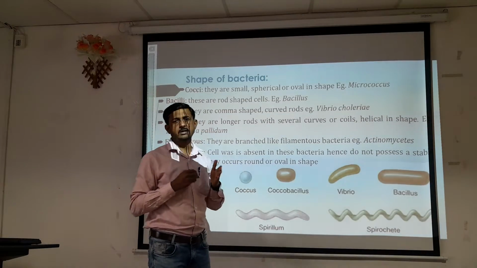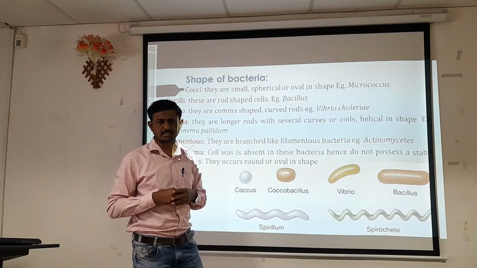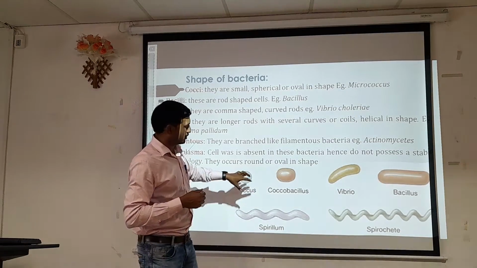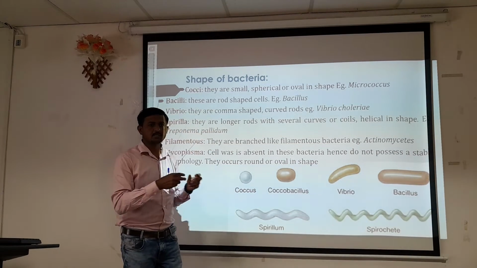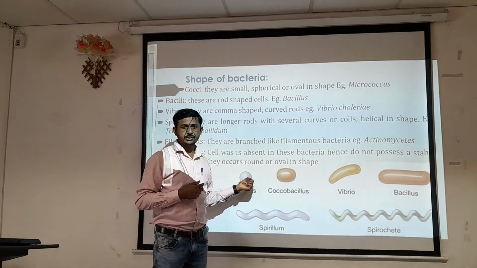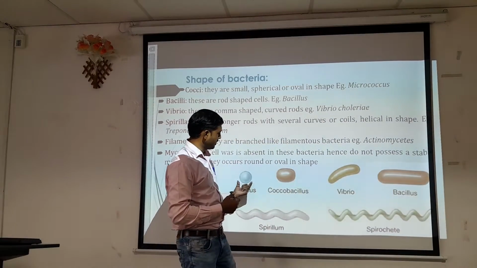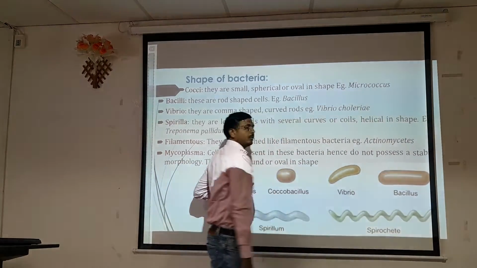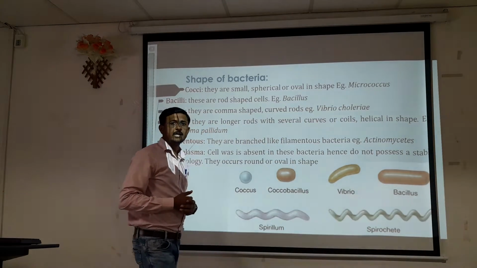They are sometimes again differentiated into short rods or long rods on the basis of the length of that particular cell. So these are spherical in shape, some are rod in shape. Here is the diagram which can also differentiate between cocci and rod or bacilli. So that bacterial cell is called a bacilli type of cell.